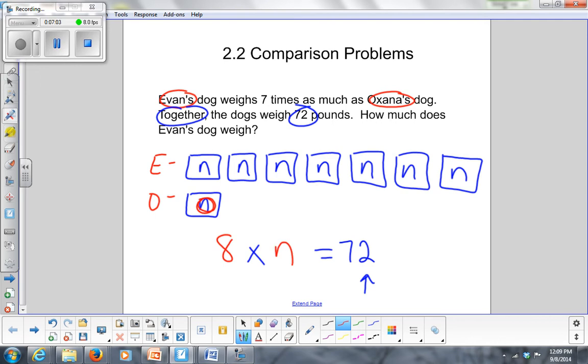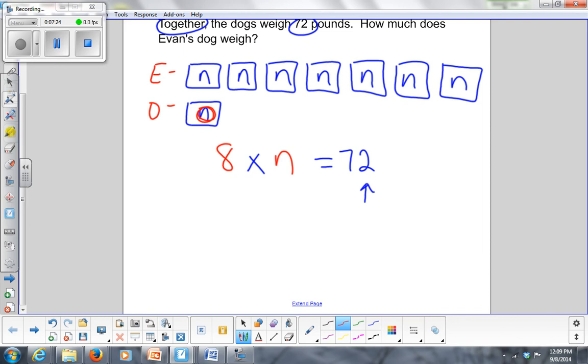I know what the variable is. Variable is a placeholder, right? It's just keeping the spot warm for a number. Now I need to figure out what number that is. Okay? David, how do I figure it out? Don't tell me just the answer. How do I figure it out?